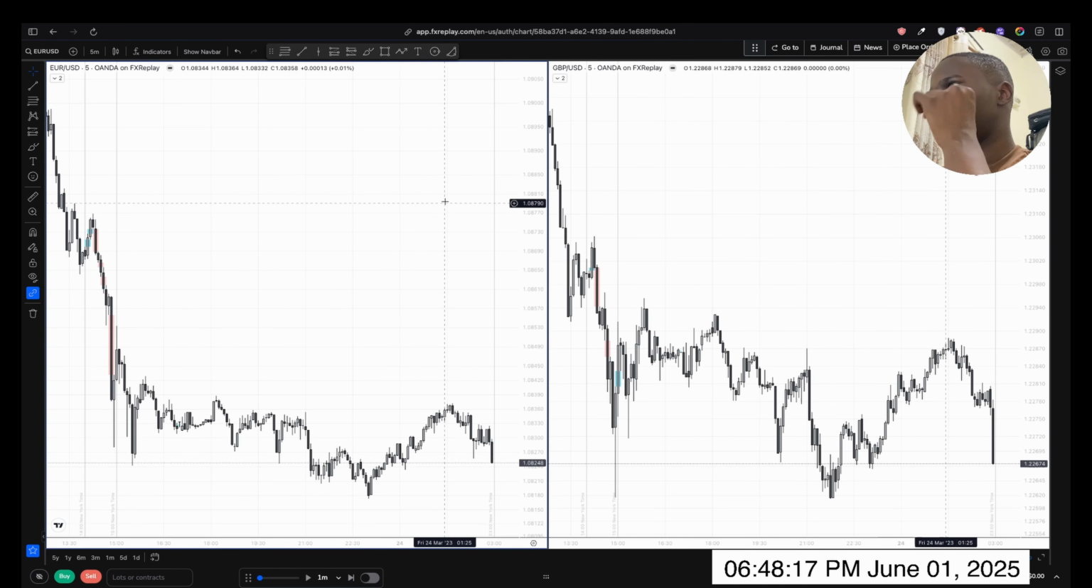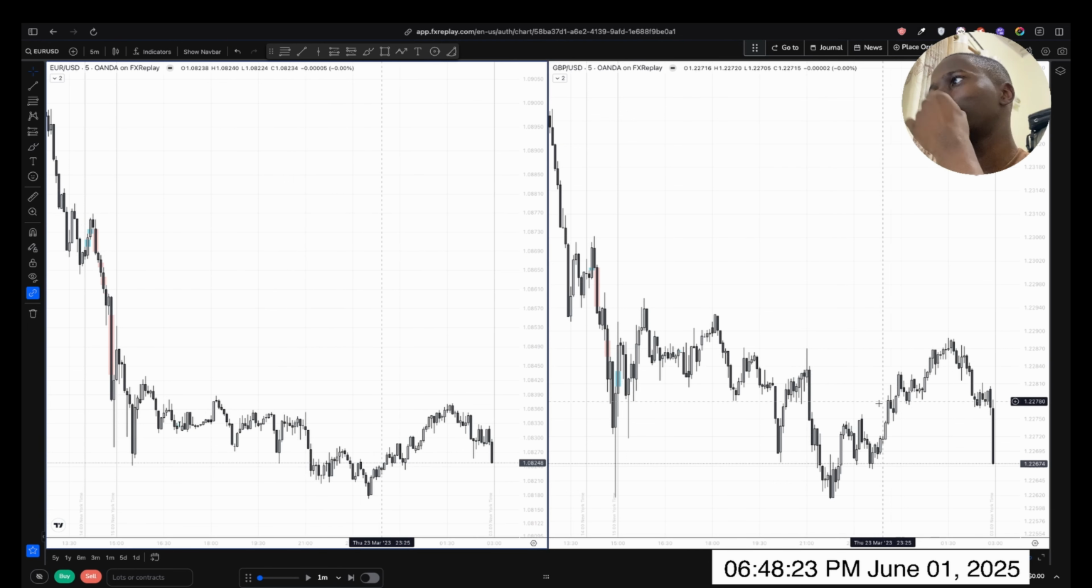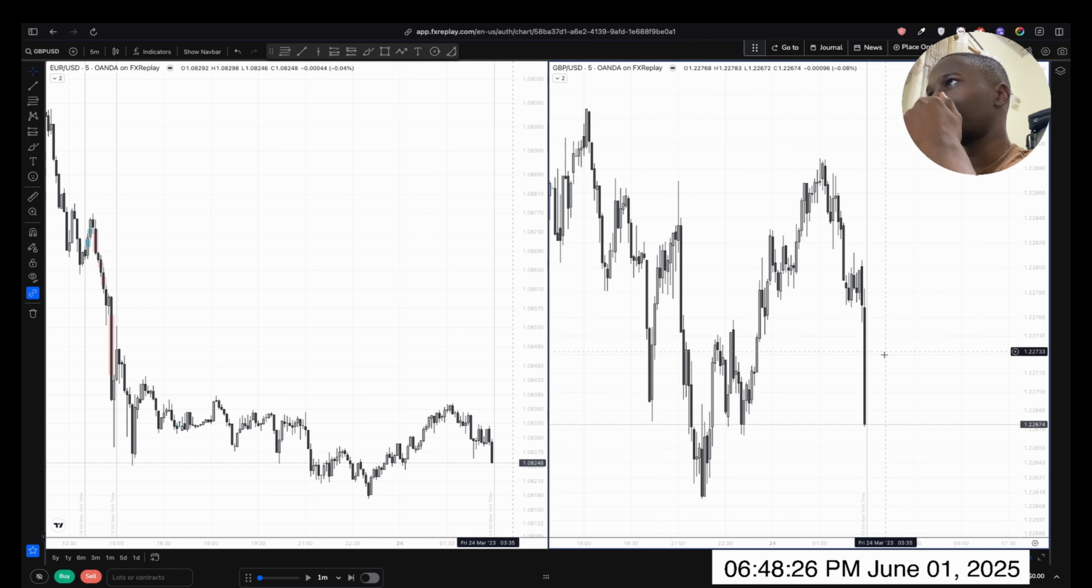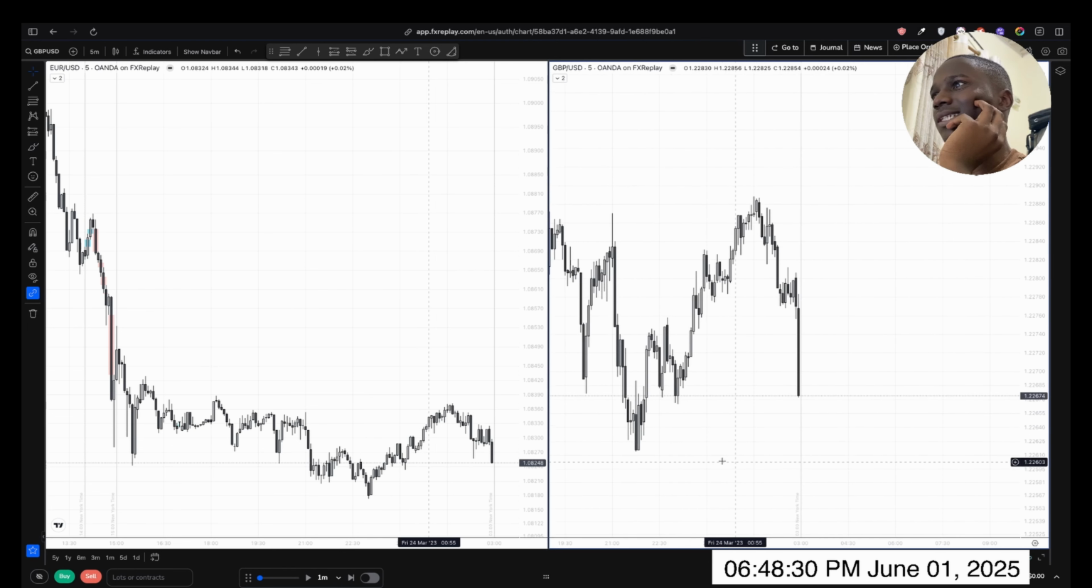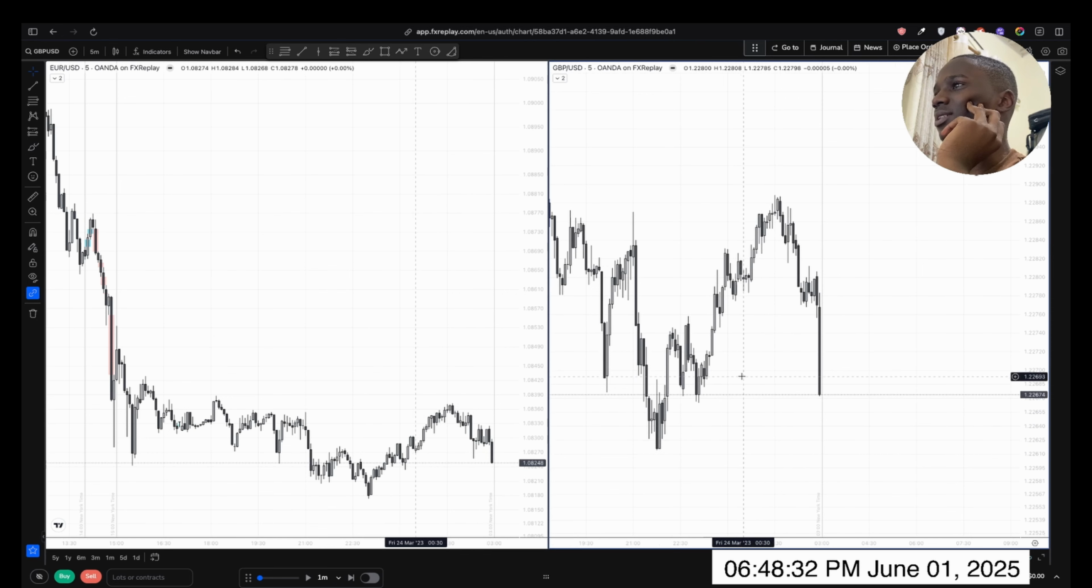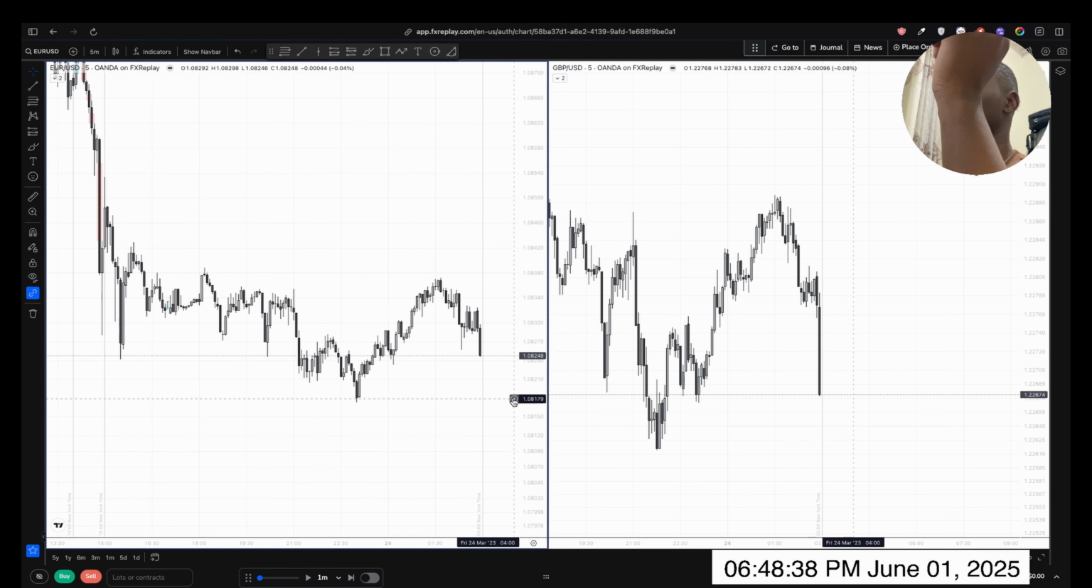So first of all, what do we see? You can see that here we took out some kind of high, some kind of sweep, and then we started dropping. So let's see what the Silver Bullet tells us. If we take out a low and then shift, then we'll look for an entry. If we take out a high and shift, then we'll also look for an entry.